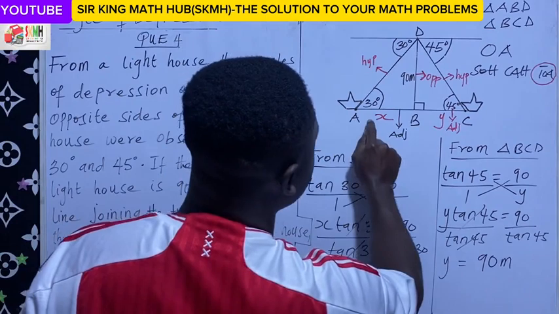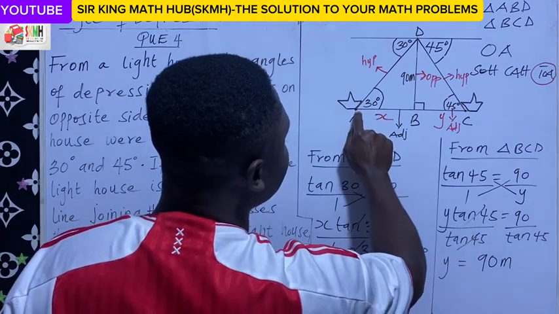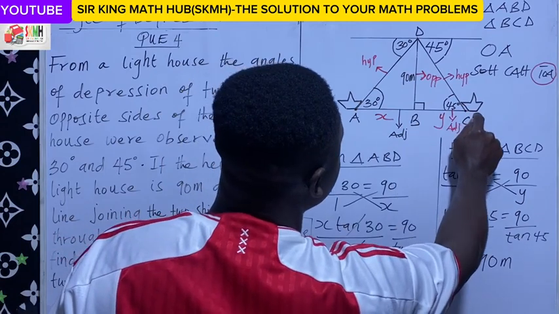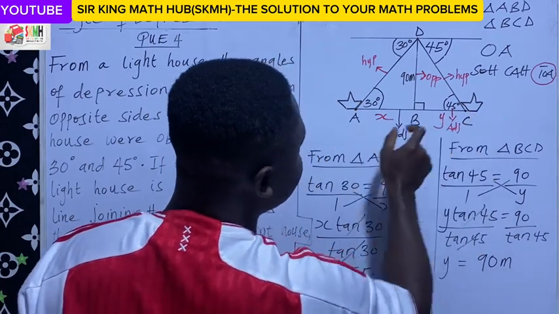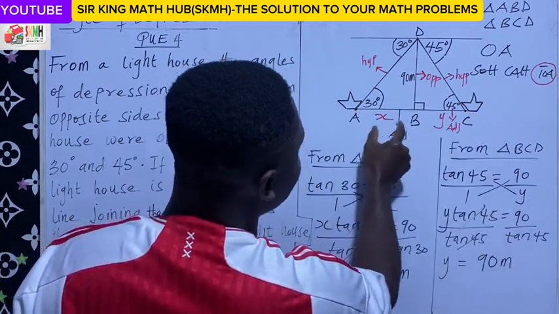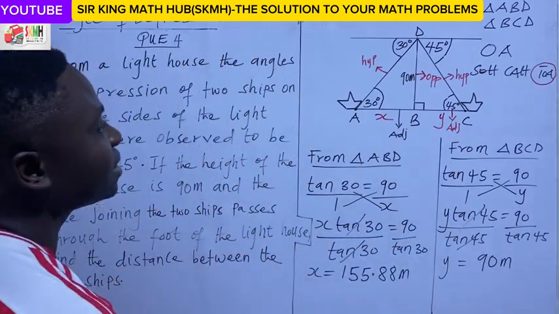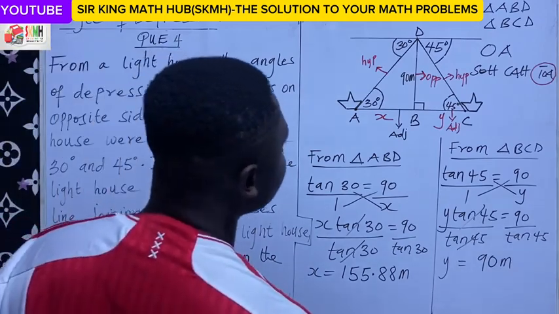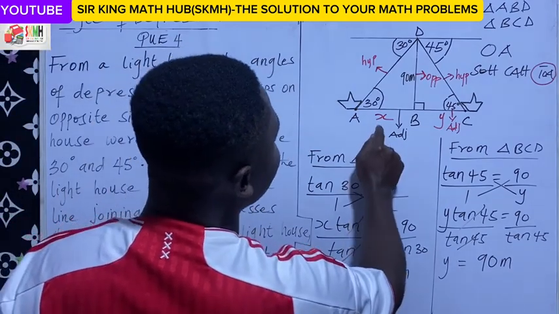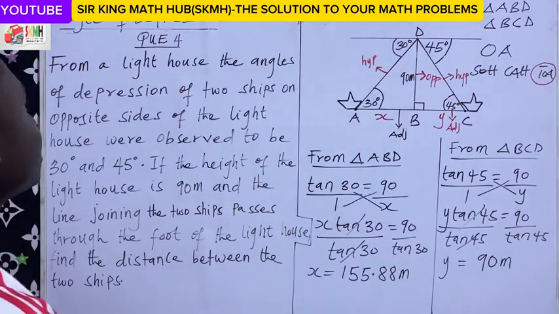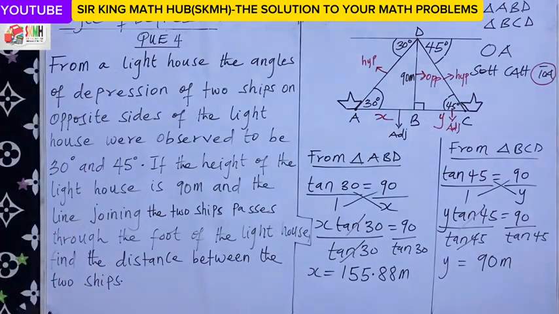So now, what is the distance between the two ships? You are looking at the distance from point A to point C. You can see that it has been split into two: one part measuring x and the other part measuring y. So the distance between the two ships will be the sum of x and y.